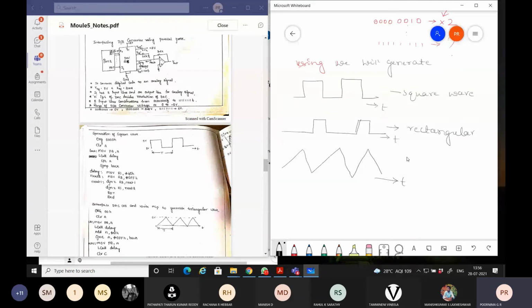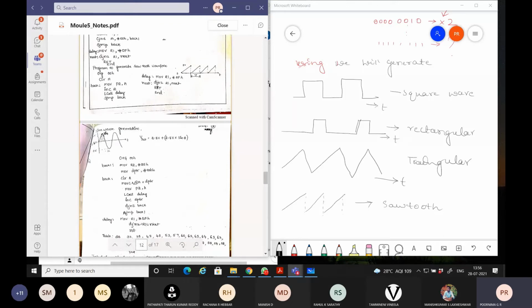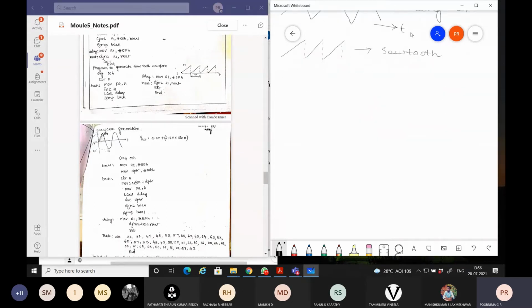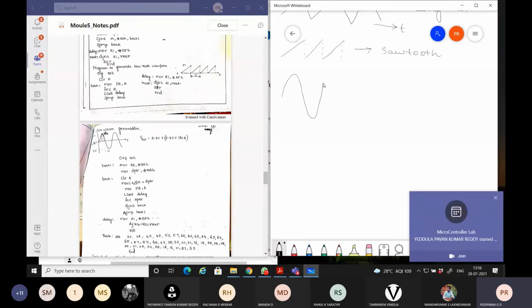This is triangular, and you may go for sawtooth, only positive ramp. So this is considered to be the sawtooth. All these waveforms will vary continuously with respect to time, will get generated through time. And if you go for other waveforms with respect to this DAC, it is another waveform. It is a sinusoidal waveform. This waveform also you can create.